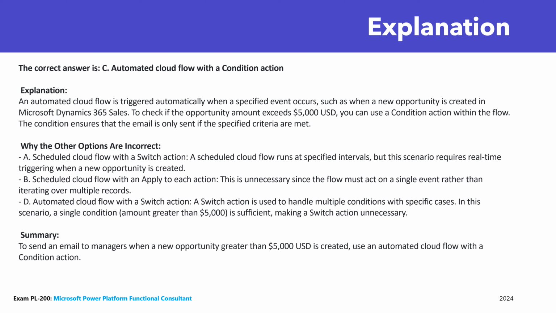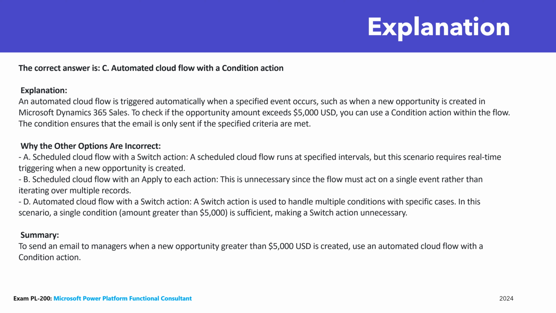The correct answer is C. Automated cloud flow with a condition action. Explanation: an automated cloud flow is triggered automatically when a specified event occurs, such as when a new opportunity is created in Microsoft Dynamics 365 Sales. To check if the opportunity amount exceeds 5,000 USD, you can use a condition action within the flow. The condition ensures that the email is only sent if the specified criteria are met.